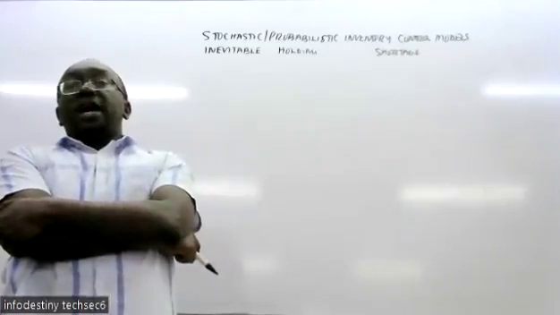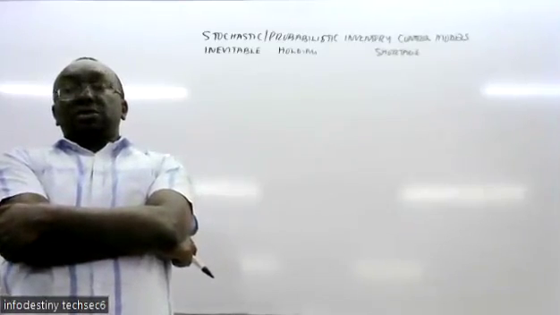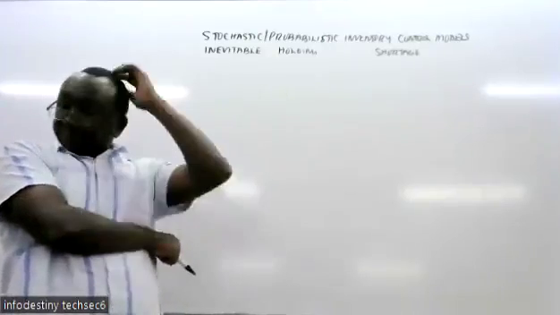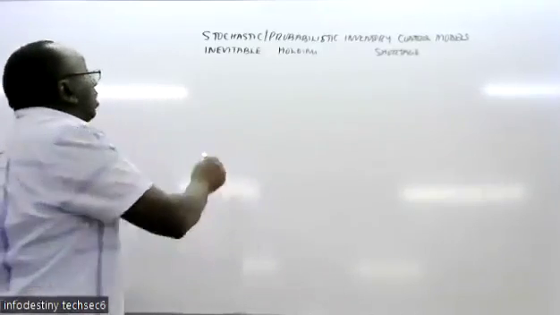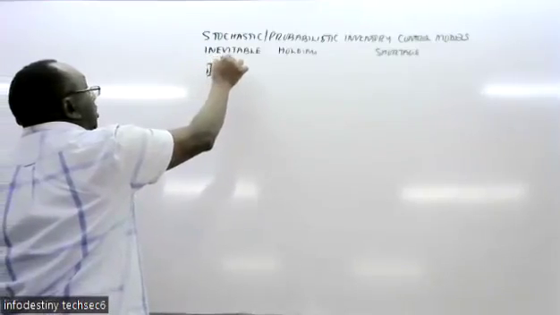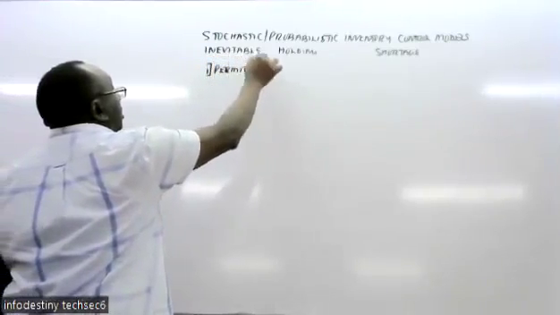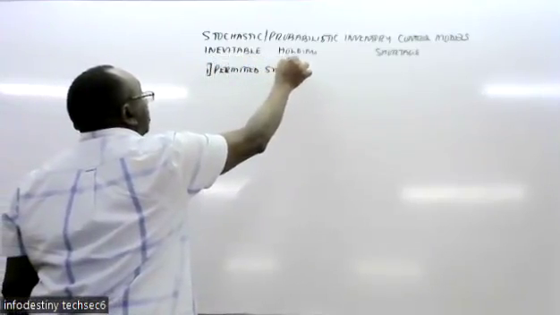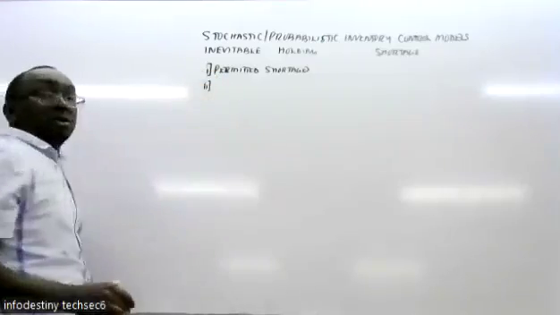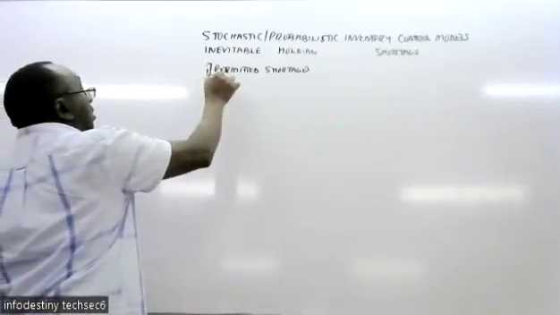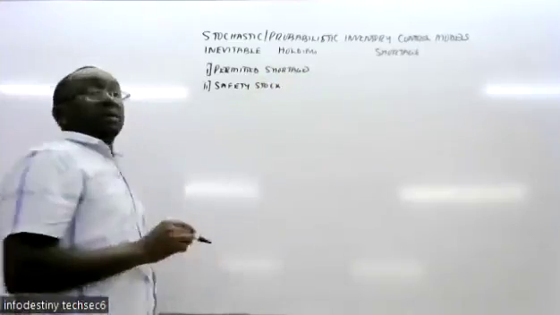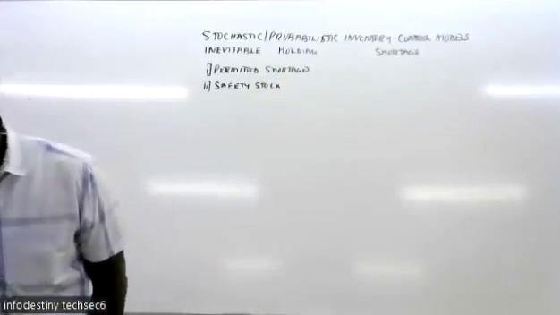There are two methods used. One is called permitted shortages. In Roman 2, safety stock.